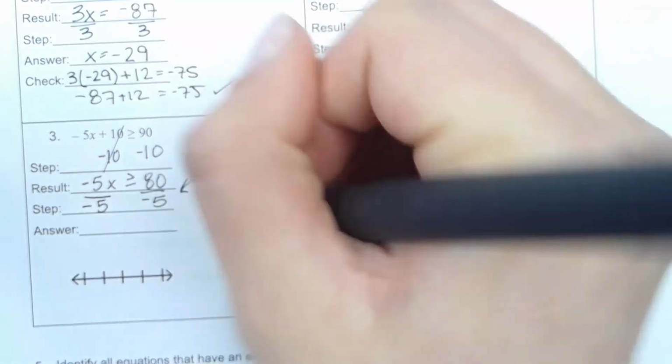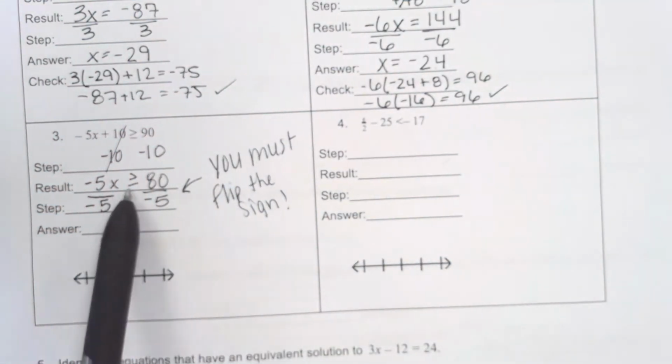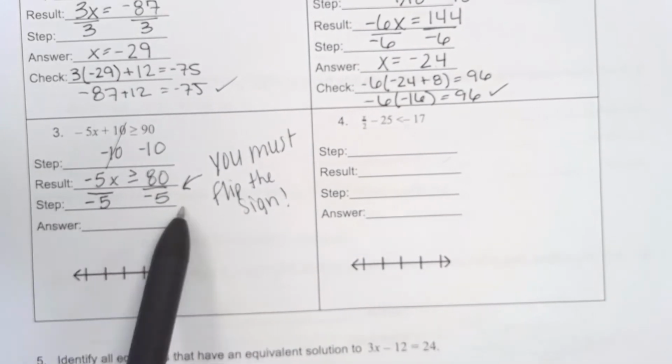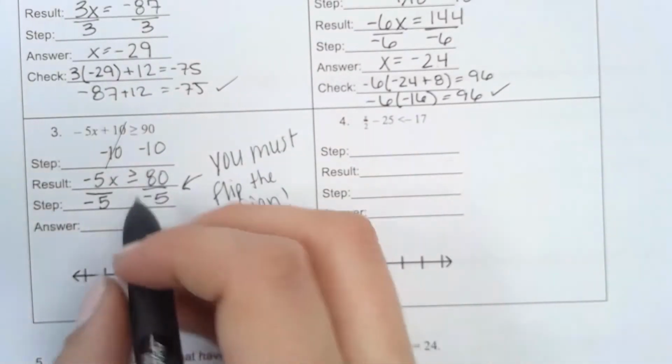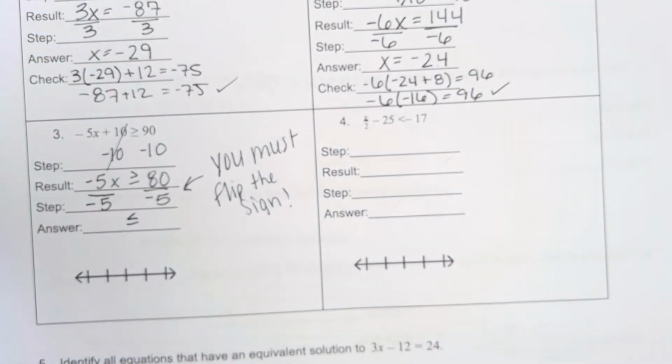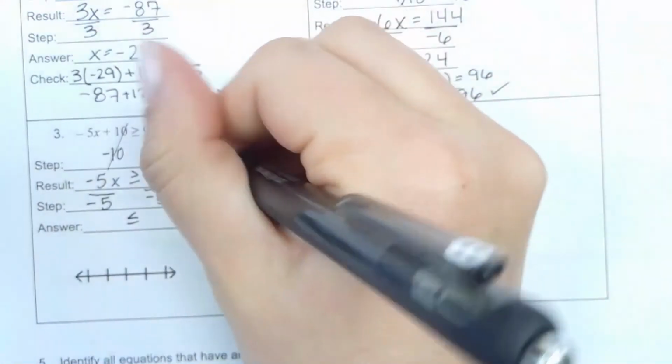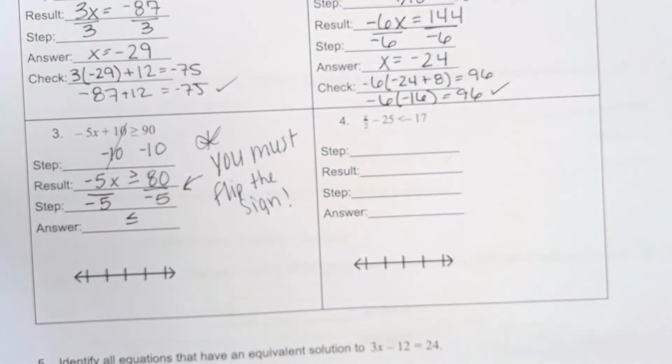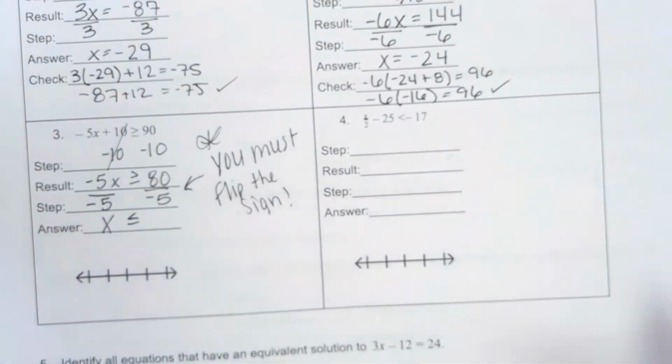So when I say you must flip the sign, you must flip the inequality sign. We divided by a negative number on both sides, so our greater than or equal to sign now turns into a less than or equal to sign. That's the only kicker you must remember: when you multiply or divide by a negative, you have to flip your sign. But after that, you just solve it like normal.